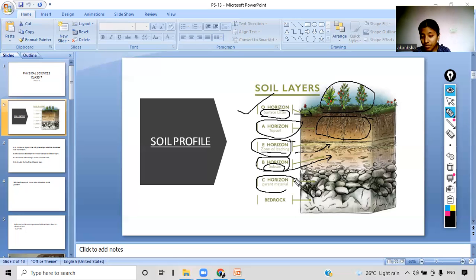Now comes the C horizon. In the C horizon, you can see there are some small pebbles. The other name for the C horizon is parent material. And then comes the bedrock. So these were the different layers present in the soil, right? Different horizons. First was the O horizon, then second was the A horizon, third was the E horizon, fourth was the B horizon, fifth was the C horizon, and sixth was the bedrock. So these were the six layers the soil has, right?